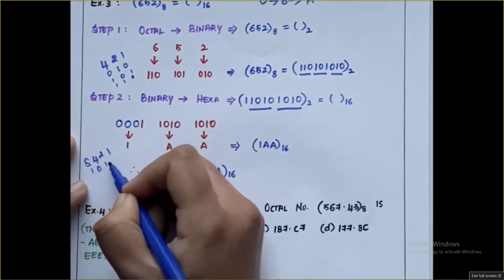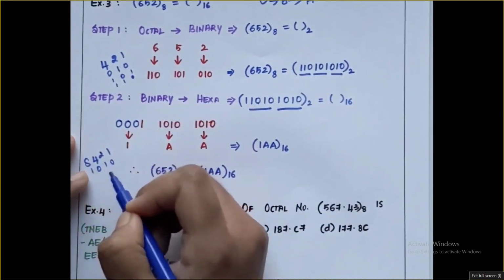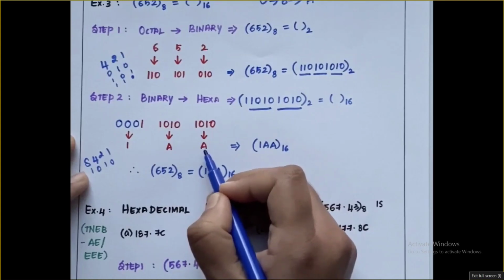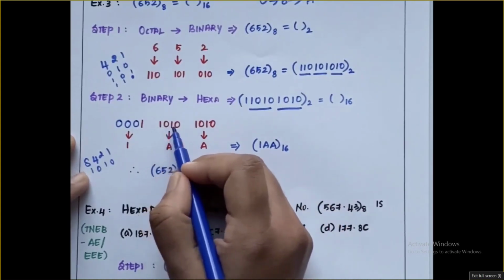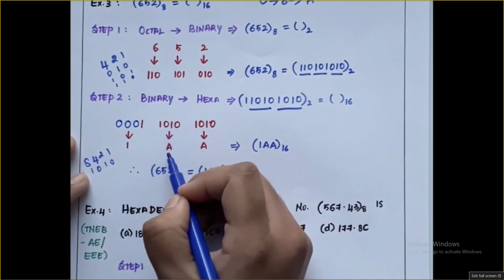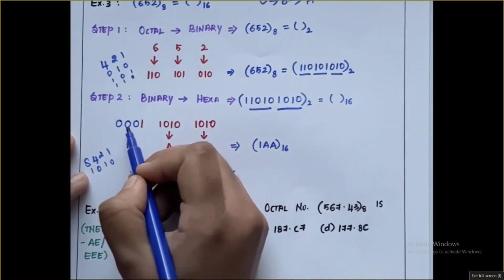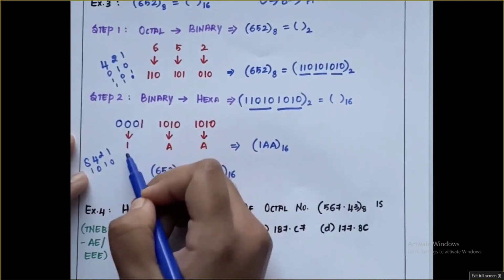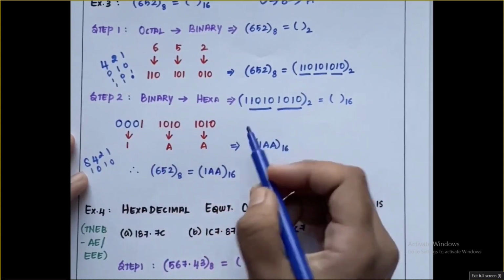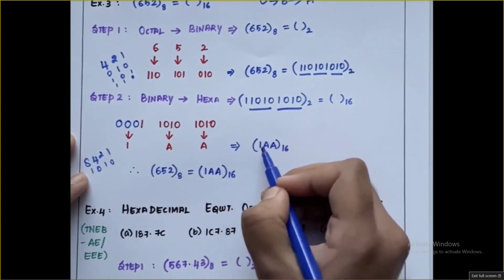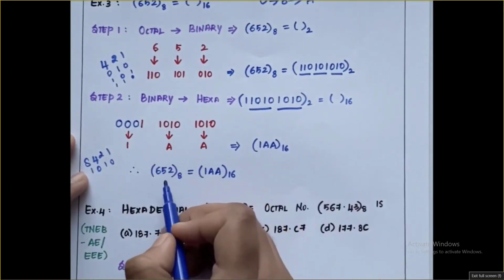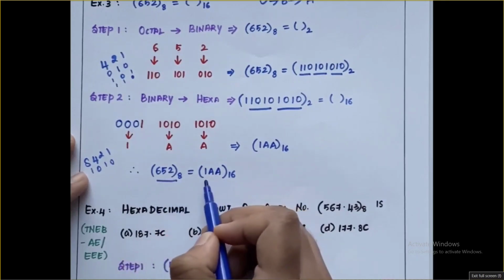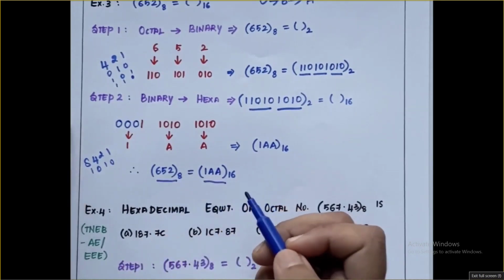So 1010 means we have 1 under 8 and 2. So 8 plus 2 is 10. 10 is represented with letter A. Again 1010, so again we have the value as A. And 0001 means we have just 1. So for the given octal value, the equivalent hexadecimal is 1AA to the base 16. So 652 in base 8 is equal to 1AA to the base 16.